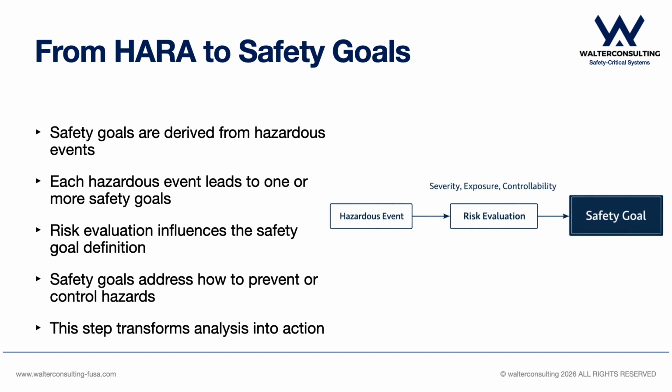Safety goals are not defined in isolation. They are directly derived from the results of HARA. If you have seen our previous video on HARA, you already know that hazardous events are identified and evaluated based on severity, exposure, and controllability. Based on this evaluation, engineers determine how critical a situation is. The next step is to define a safety goal that addresses this risk. In simple terms, safety goals describe how the system must behave to prevent or control the hazard. So this step transforms risk analysis into clear safety objectives.